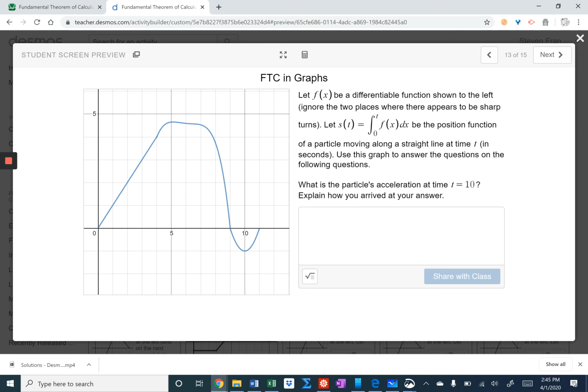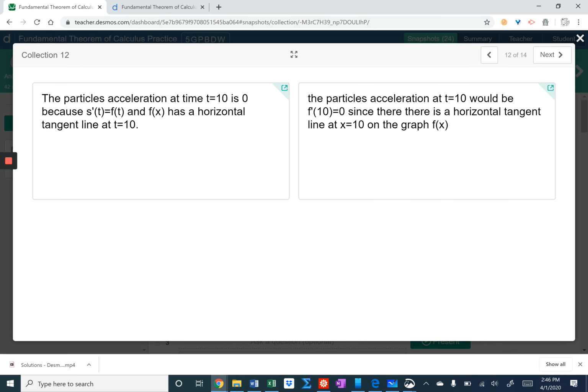And the issue I had with some of your responses to this was just an incomplete explanation, not connecting the concepts together. Let me see if I pulled an example of what that means. So let's look at the first one. The particle's acceleration at t equals 10 is 0 because s prime of t is f of t, and f of x has a horizontal tangent line at t. I would have liked to see one more connection here.